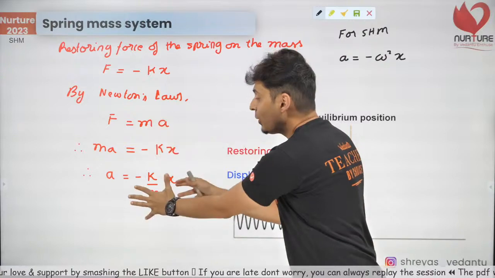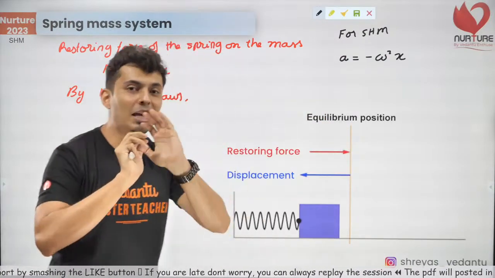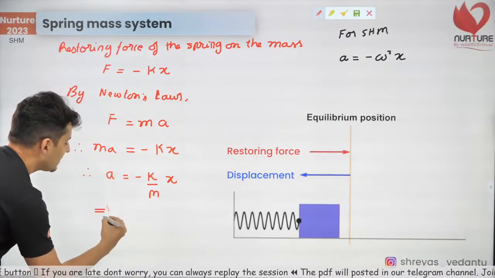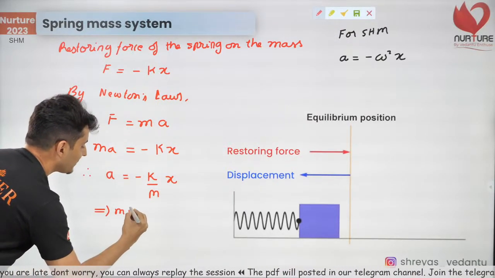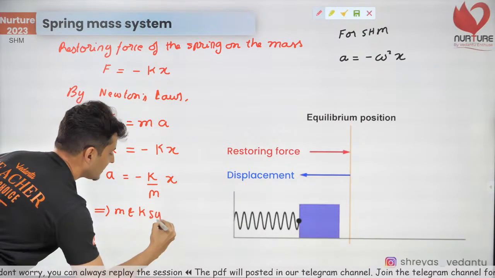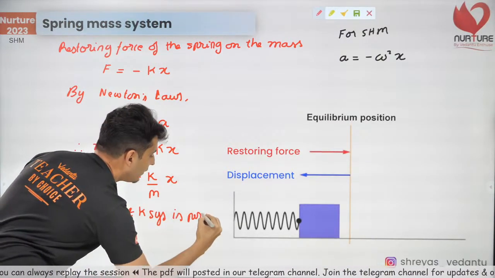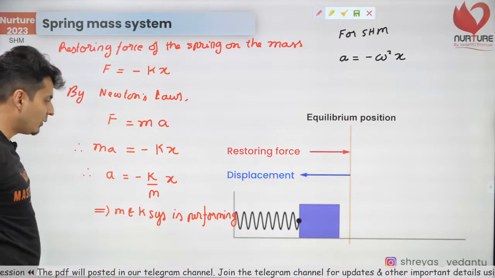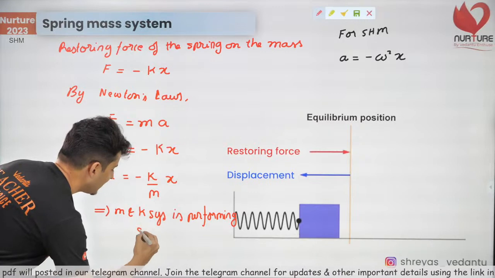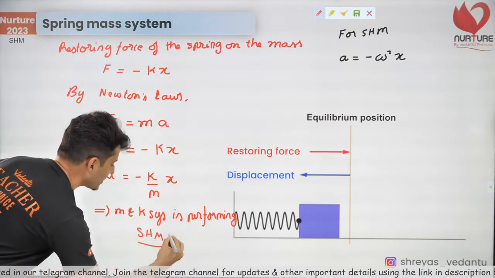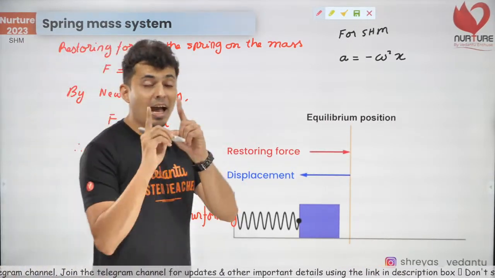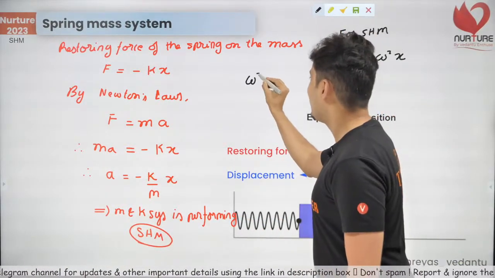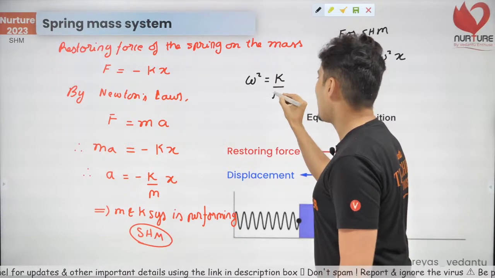That means here also the same thing is applicable. It just implies one simple thing. What does it imply? It implies the spring mass system is performing. What is it performing? Is it performing a dance? Is it performing a drama? It is performing simple harmonic motion. That's what it says. And just by comparison, I get over here omega square is k by m.